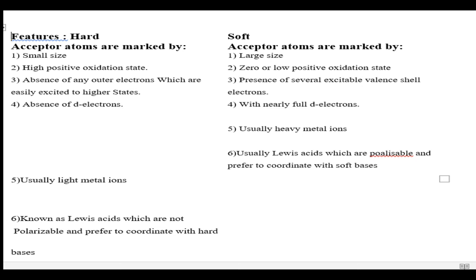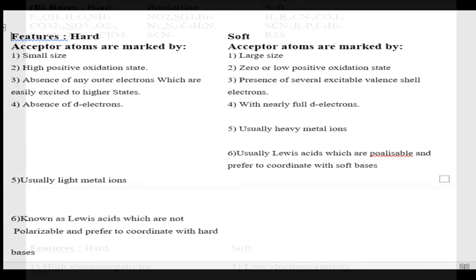While the soft acids are characterized by acceptor atoms marked by large size, zero or low positive oxidation state, presence of several excitable valence shell electrons. Fourth feature is they have nearly full d electrons. Usually they are heavy metal ions, and they are termed as Lewis acids which are polarizable and they prefer to coordinate with soft bases.